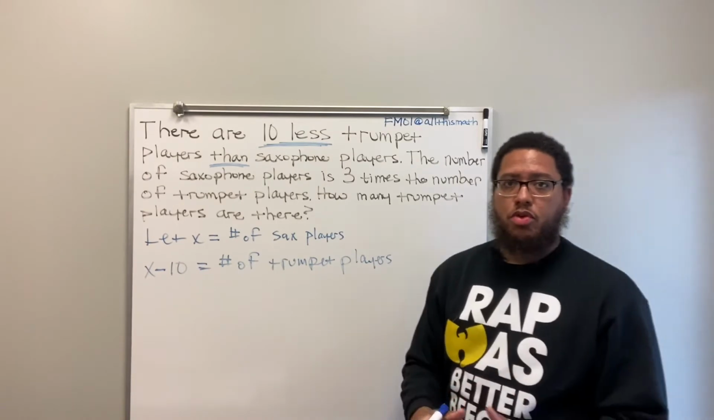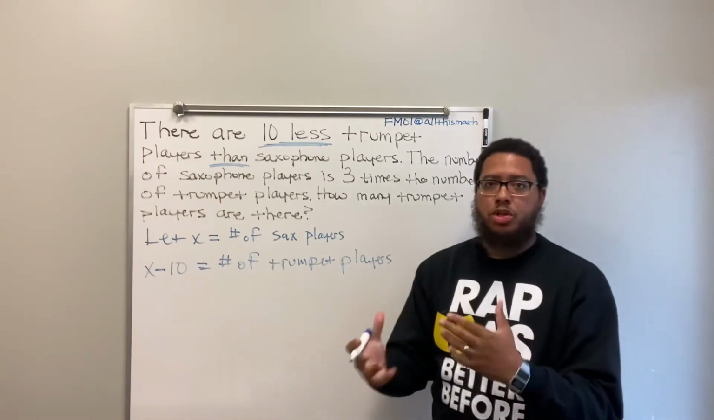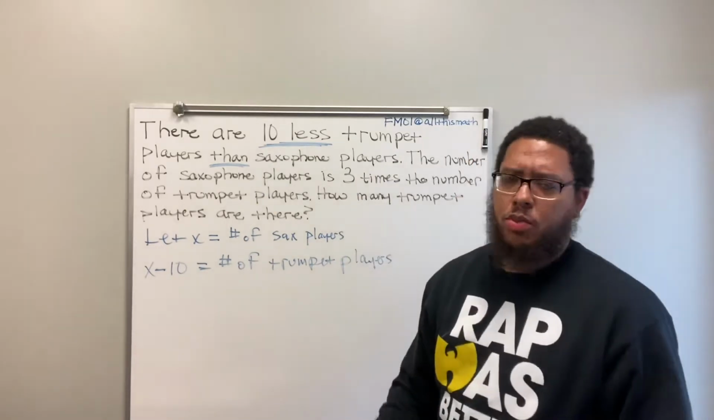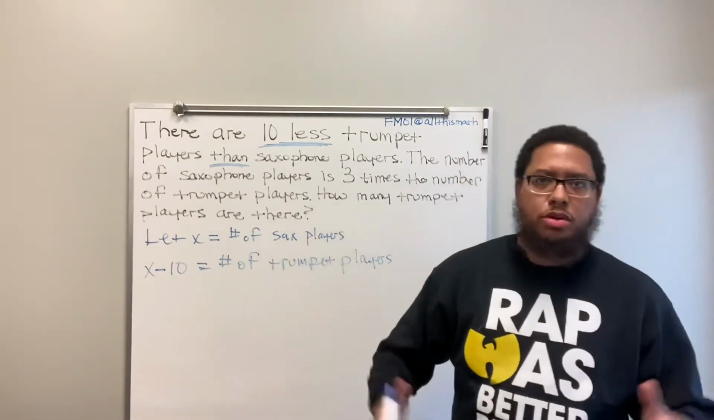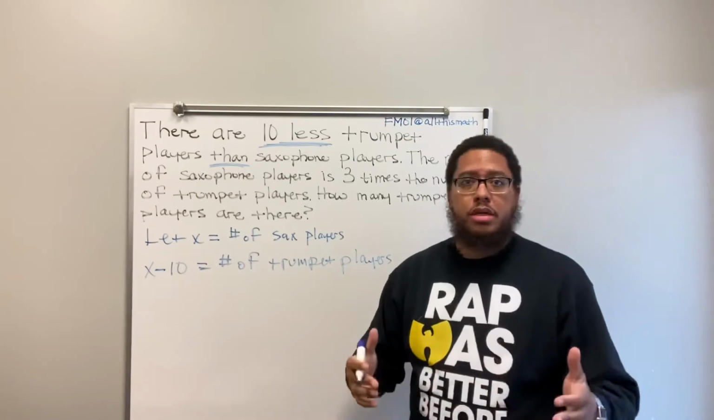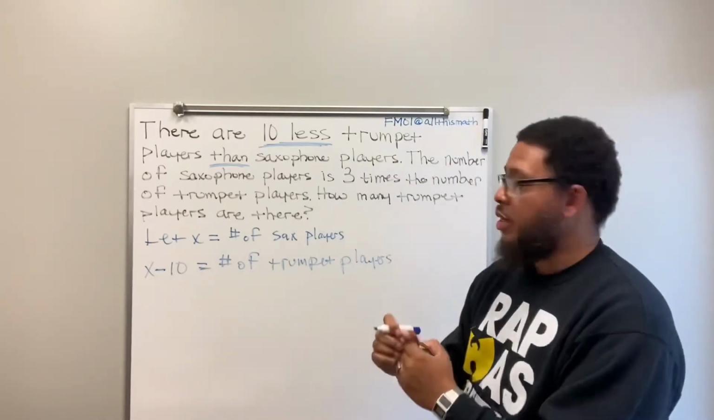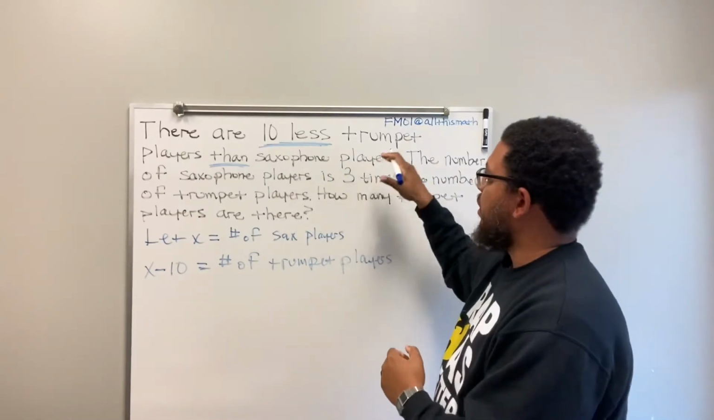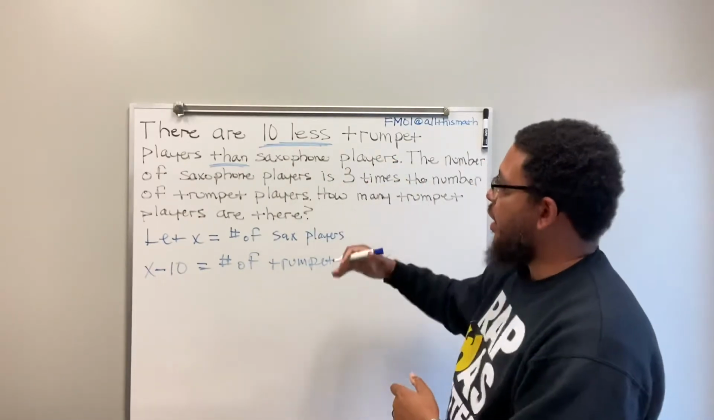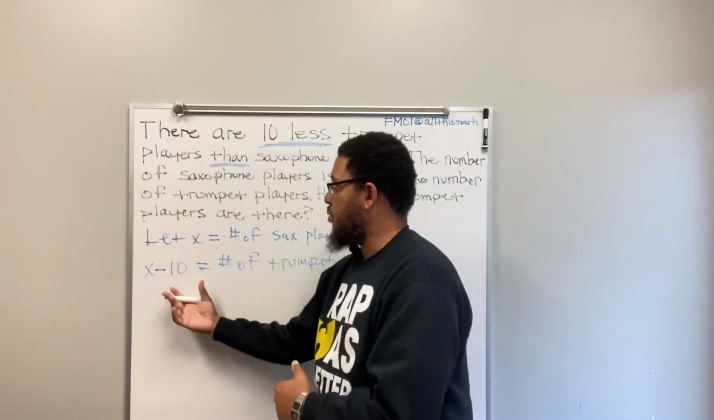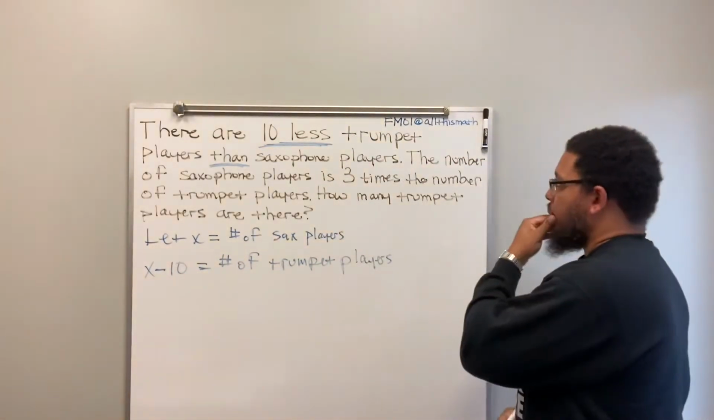So again, a couple rules. When two different items in a word problem are being compared, the second item, we call that X, or whatever variable you want to use. You can use J, you can use R, you can use the first letter of your name, it don't matter. But we just use the single variable to represent the second item that's included. Then we compare the first item to it and we create an expression. Now we go to the next sentence.